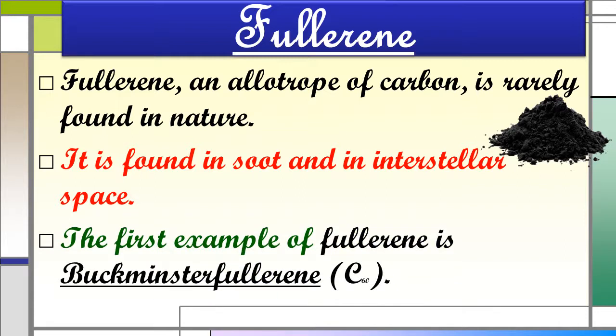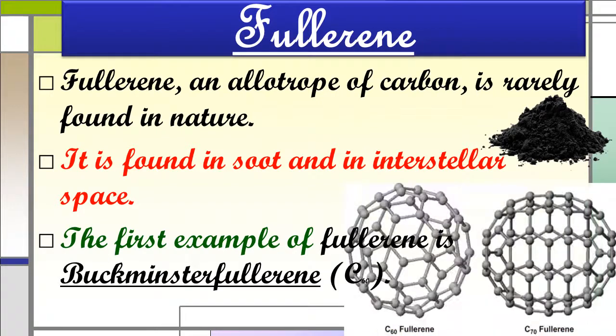Alright, so the first example of fullerene is Buckminsterfullerene, also written with the symbol C60, that means carbon 60. Okay, so these are the two structures of Buckminsterfullerene, that is C60 fullerene and C70 fullerene. Here 60 and 70 represent the number of carbon atoms present in the structure of the fullerene.